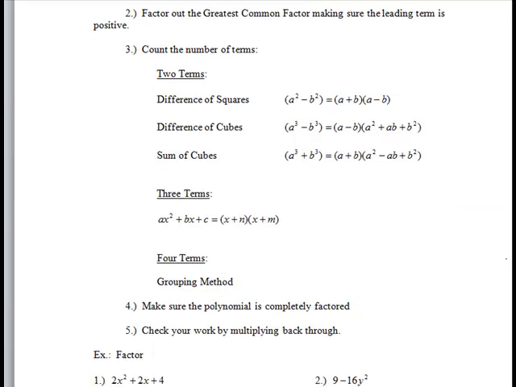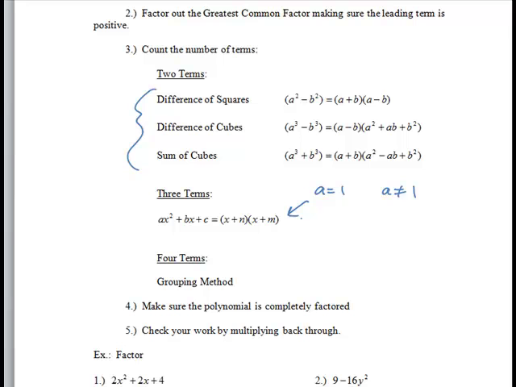In order to factor 2 terms, a binomial, check to see if one of these 3 methods will work. If one of these 3 methods does not work, it cannot be factored. For factoring a trinomial, you want to look at a, the leading coefficient, and see if it's equal to 1 or if it's not equal to 1. If it's equal to 1, you can factor it directly into 2 binomials.